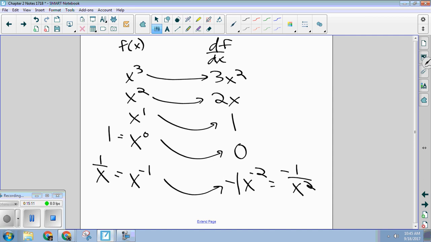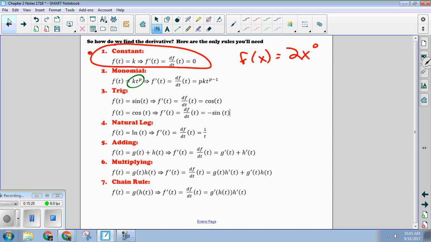There's no monomial. Does everybody know what I mean when I say monomial? Like x to a power, basically, right? There's no monomial that I can take the derivative of and get x to the negative 1. Right? So, that is why it's the special one. Okay?